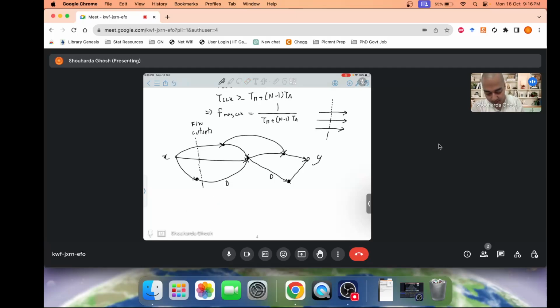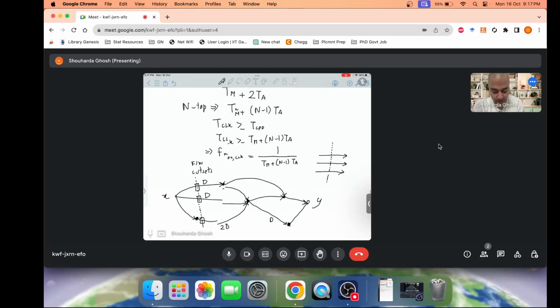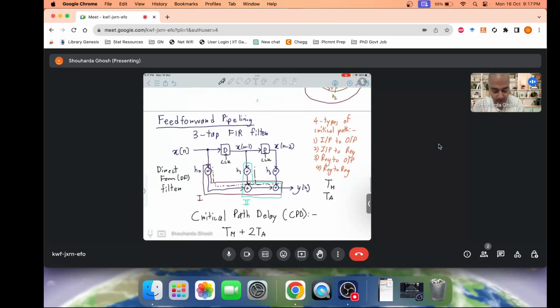Such feed forward cut sets are allowed, and when you have such cut sets you can place delay elements onto them. Rather than drawing the delay elements, I write D over them. Where there was no delay element, we had a D. Where there was already a D, we get 2D. So this is simply the concept of feed forward pipelining.